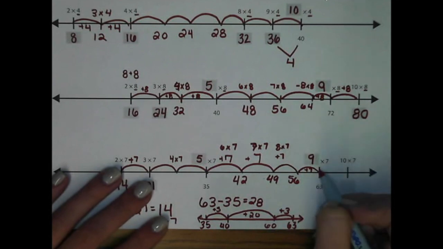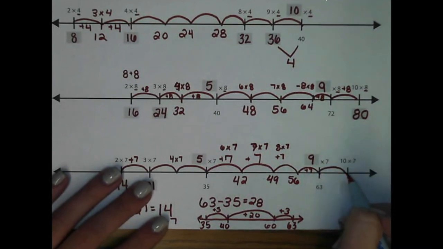Here I go again. One small jump of 7, because 9 only takes 1 jump to get to 10. So 10 times 7 is going to equal 70.